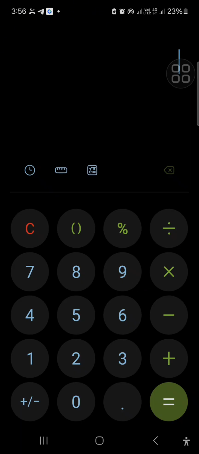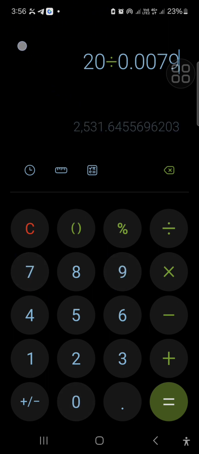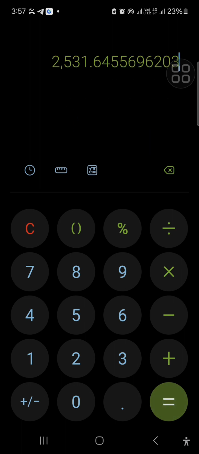So let's say I get that coin. Let's say I only have $20 to spare, and I am getting it at the price of 0.0079. Guess what? It is showing that I am going to be getting 2,531 pieces of that coin. Because I am buying at a very discounted price, I'm going to be getting 2,531 quantity of that coin, right?